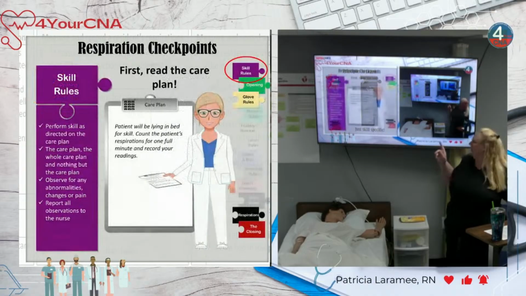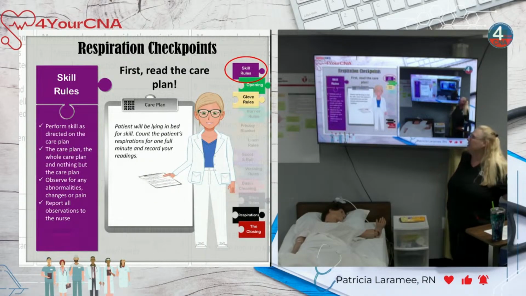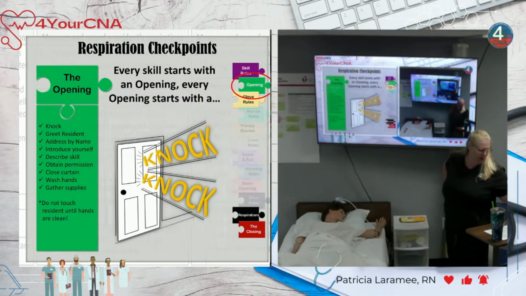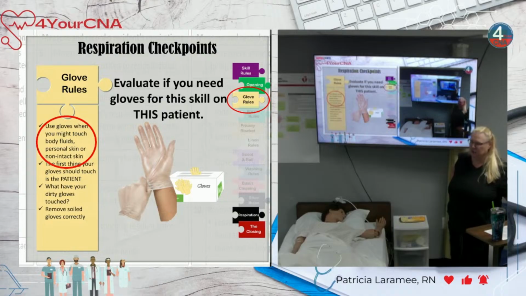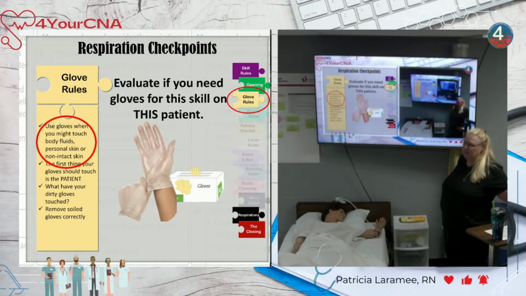The first thing that you need to know, well, let's go through this. We're going to follow the care plan. We're going to do our opening. We're going to evaluate if we need gloves. We're not touching body fluids, not touching non-intact skin, not touching personal skin. So chances are you do not need gloves for this. But if any of those do apply, wear gloves.